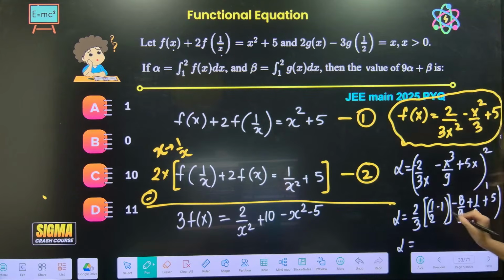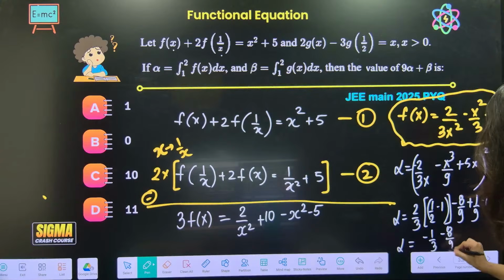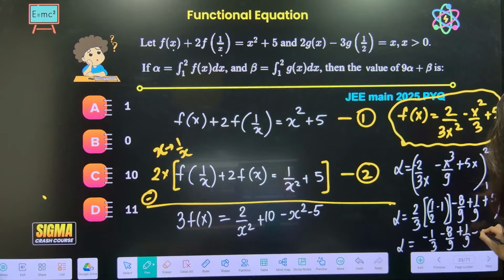That's it. So alpha will be, tell me, this is minus half. 2 by 3 into minus 1 by 2. So minus 1 by 3 minus 8 by 9 plus 1 by 9 plus 5. Okay, so this is minus 7 by 9. So alpha is minus, or you multiply 3 by 3. So minus 3 and minus 8, minus 11, minus 11 plus 1. So minus 10 by 9 plus 5. Okay.